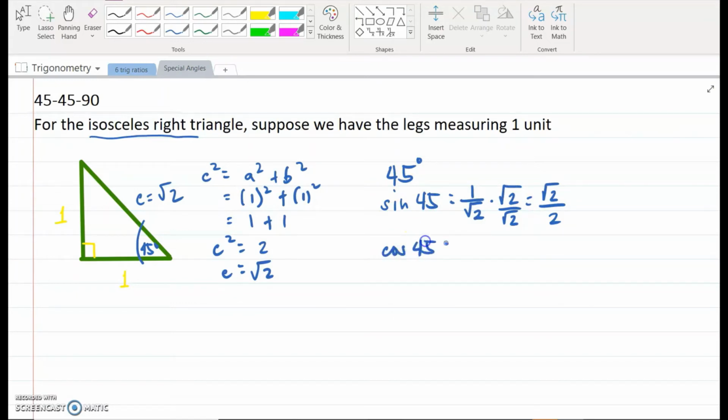Next, cosine 45, still the same, 1 over square root of 2. So the final answer will be square root of 2 over 2. And then tangent 45, it's 1 over 1 or 1.